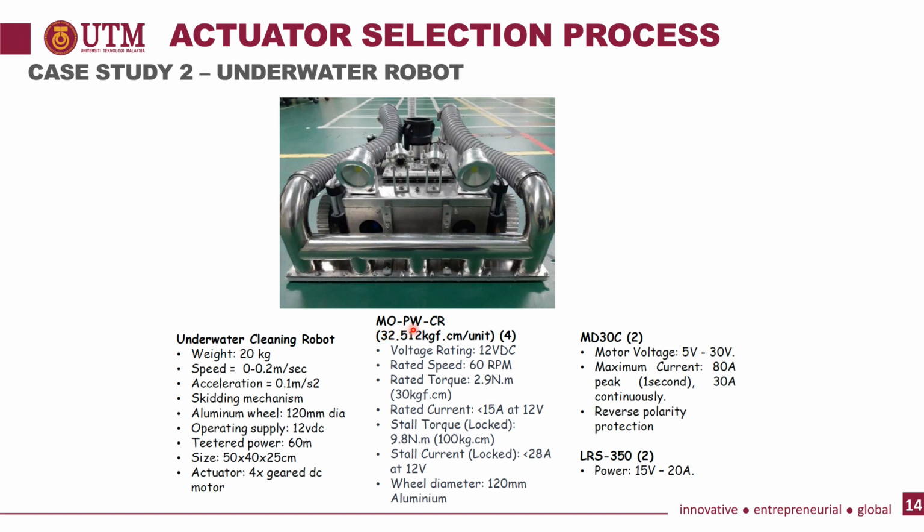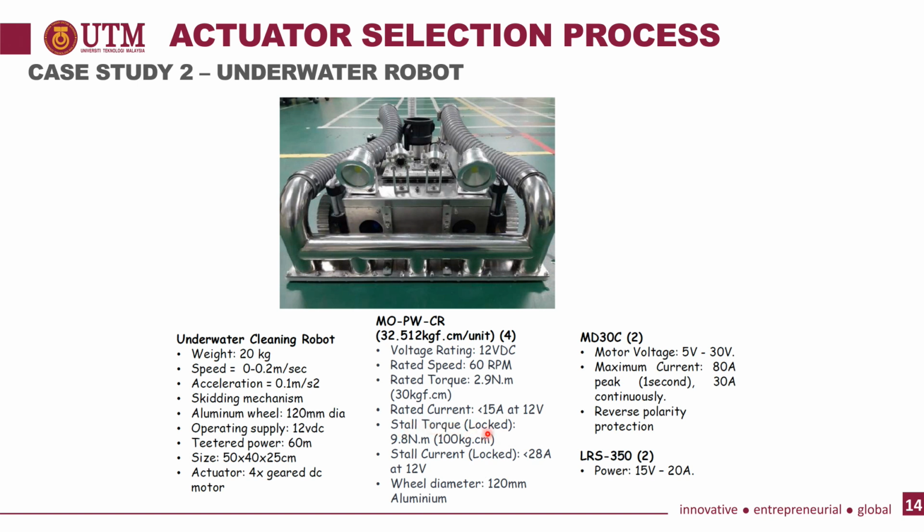Okay, motor power window. As you can see here, the voltage rating is 12 volts, which is similar to the operating supply. The rated speed is 60 rpm. The rated torque is 2.9 newton meter, which is 30 kilogram force per centimeter. Right, so rated current is less than 15 ampere at 12 volts.